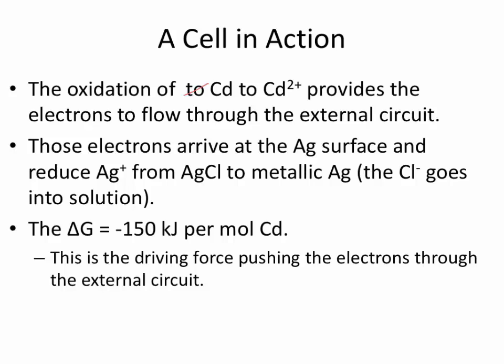Now, the oxidation of our cadmium to cadmium 2+ provides the electrons that are flowing through our external circuit. And those electrons arrive at our silver surface and reduce our silver ions from our silver chloride to metallic silver atoms with a charge of 0. And then the chloride goes into solution to balance out the charge from our cadmium 2+ ions that were forming at the other electrode. Now, the delta G for this reaction is minus 150 kilojoules per mole of cadmium.